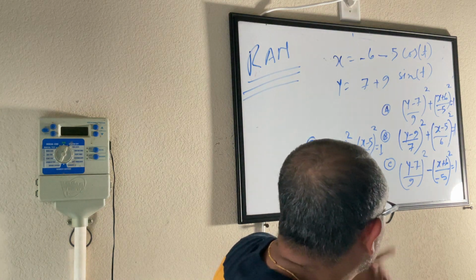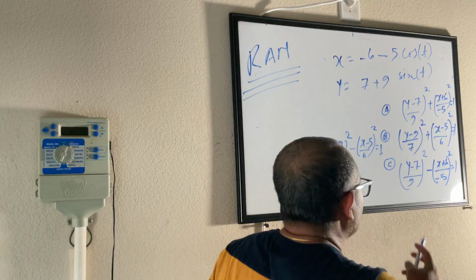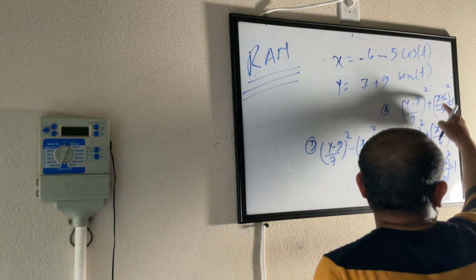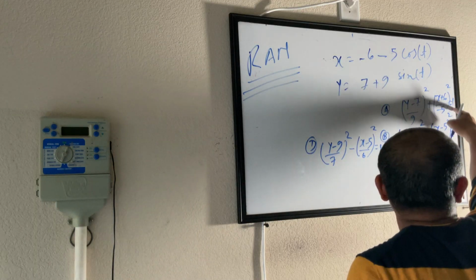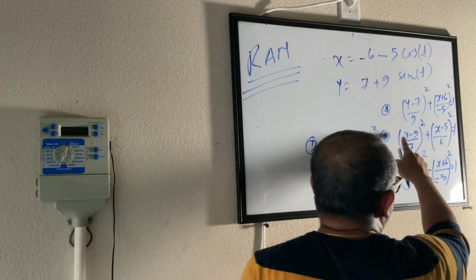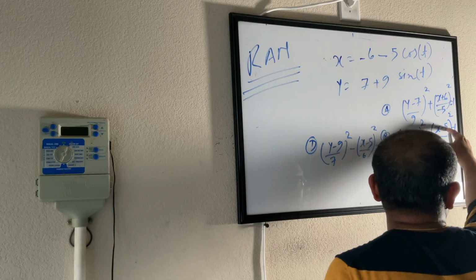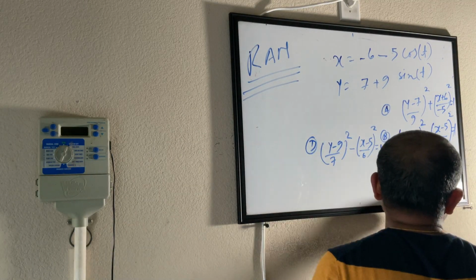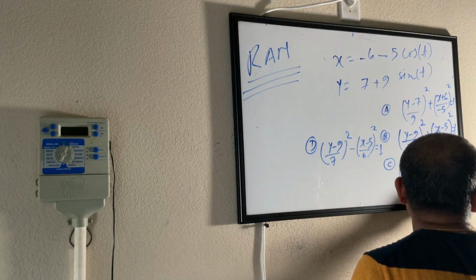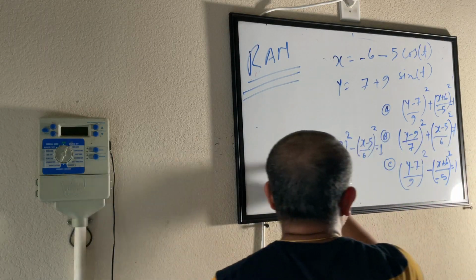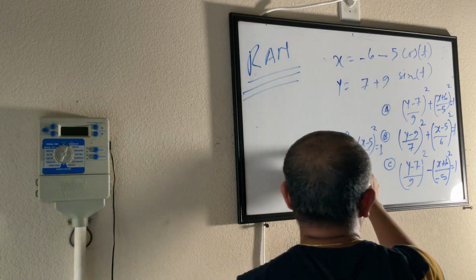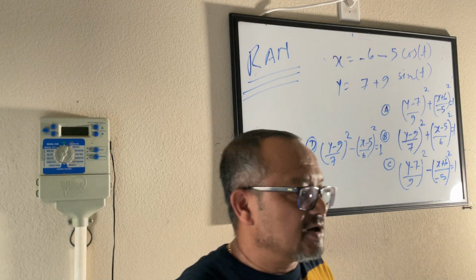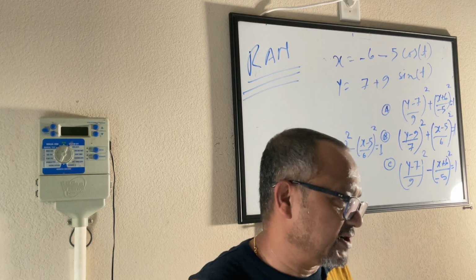Just okay, let me not be lazy here. Y minus 7 over 9 square plus x plus 6 over minus 5 square equals 1. That is the first option. Y minus 9 over 7 square plus x minus 5 over 6 square equal to 1. Third option is y minus 7 over 9 square minus x plus 6 over minus 5 square equal to 1. And fourth option is y minus 7 by 9 square minus x minus 5 over 6 square equal to 1. Which of the options looks right to you guys?